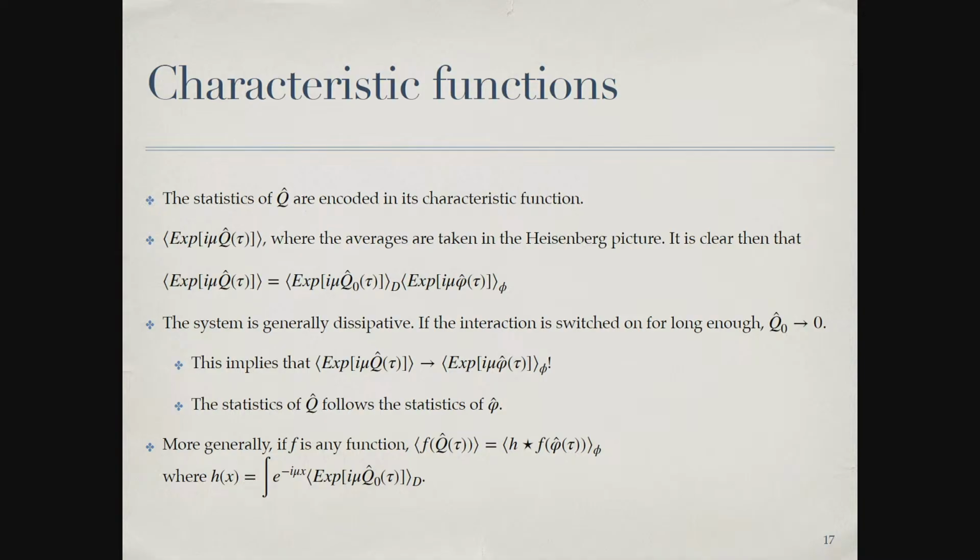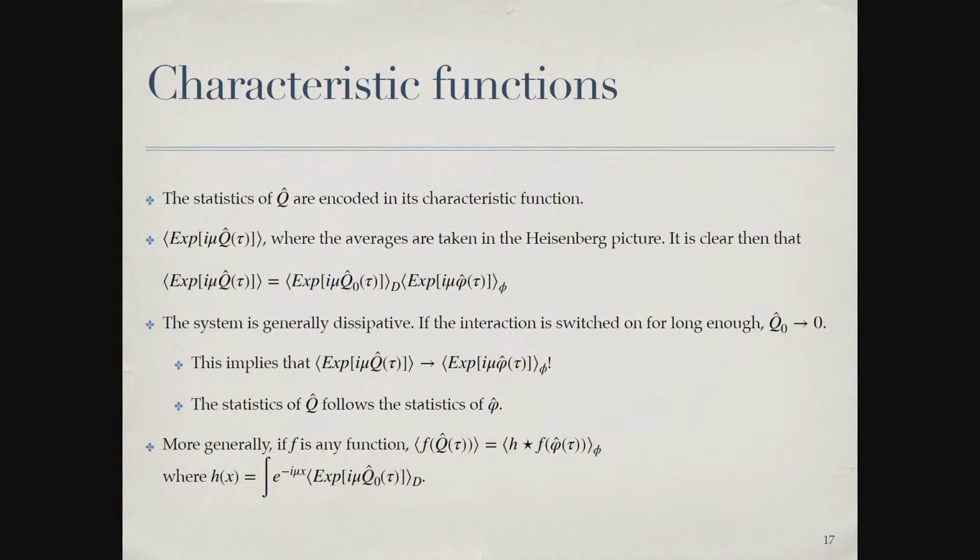More generally, if we don't want to wait that long, if f is any function, you can use Fourier analysis to show that the average of any function of the quadrature at time tau is given by the same function convolved with this particular function, that depends on the initial state of the detector.